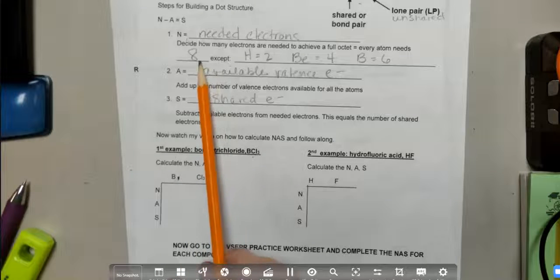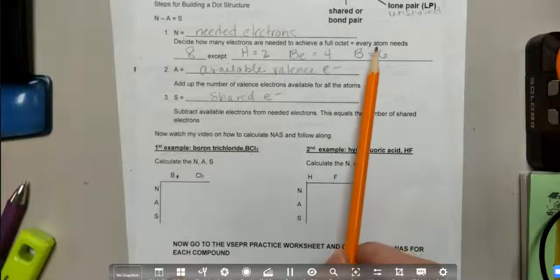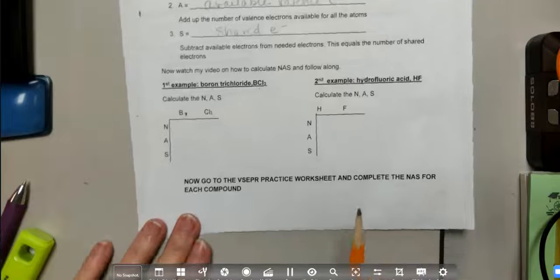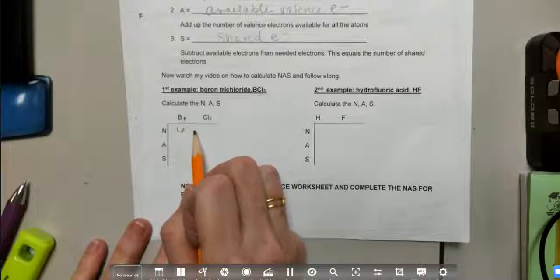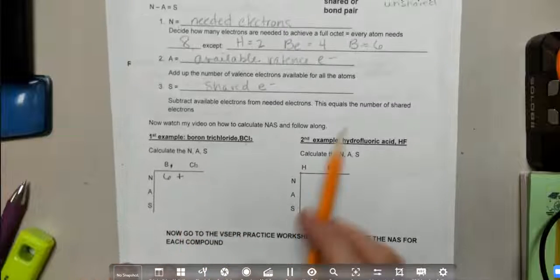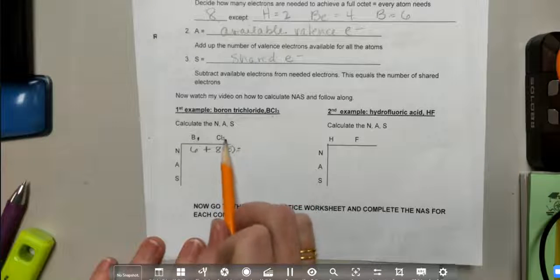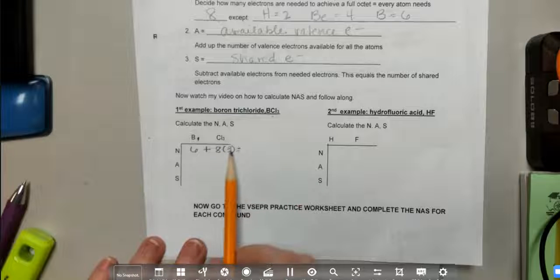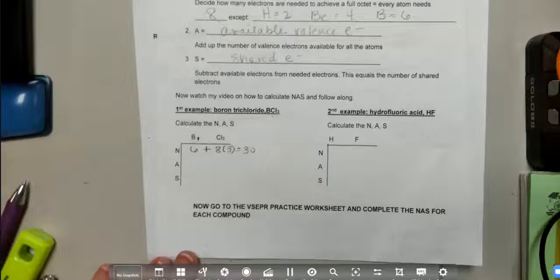Remember, everybody needs 8 except for these three exceptions. Now notice boron is one of our exceptions. He only needs 6. So when I fill this in, I'm going to put 6, and there's only 1, so I don't have to multiply by anything. Plus, I've got this chlorine. Chlorine is not one of our exceptions, so he needs 8. Everybody needs 8. But then I have to multiply by 3 because there are 3 atoms of chlorine. Then I do my math. 8 times 3 is 24 plus 6 is 30. So needed is 30 electrons.